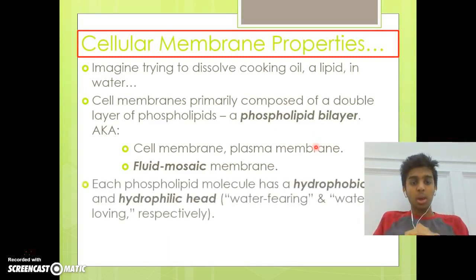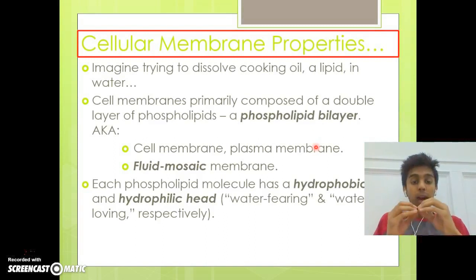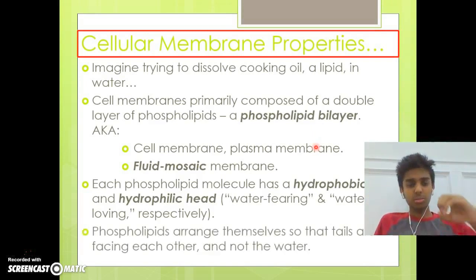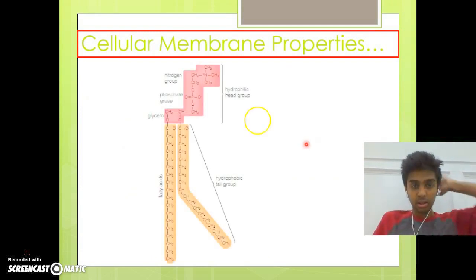So each phospholipid molecule in the bilayer has a hydrophobic tail, so one that fears water, and a hydrophilic head, which is one that loves water. So the structure can be analyzed in a bit. The phospholipids arrange themselves so that the tails are facing each other on the inside and the heads are on the outside. So let's see what that actually looks like.